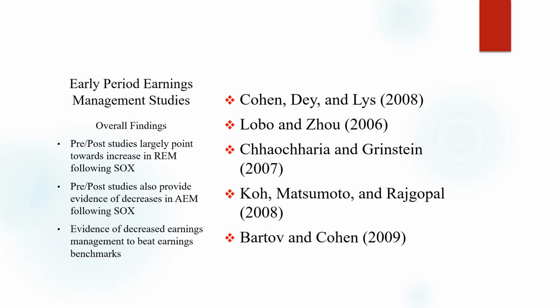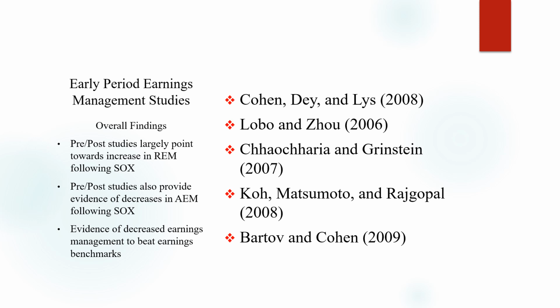You also had the paper by Ke, Matsumoto, and Rajgopal in 2008, and then the Bartov and Cohen 2009 paper. Once again, these early period studies between earnings management and Sarbanes-Oxley tend to all give us the same sort of evidence and the same sort of answer. These two papers find a decrease in earnings management to meet or beat the analyst forecast of earnings.